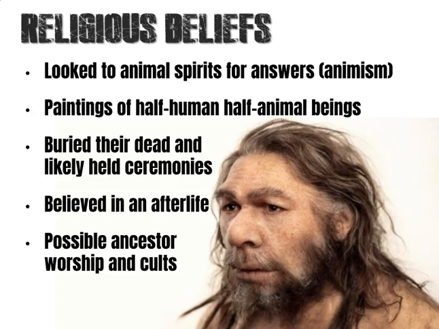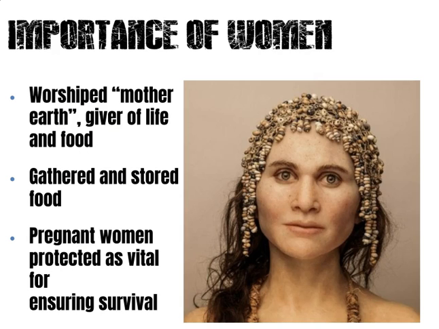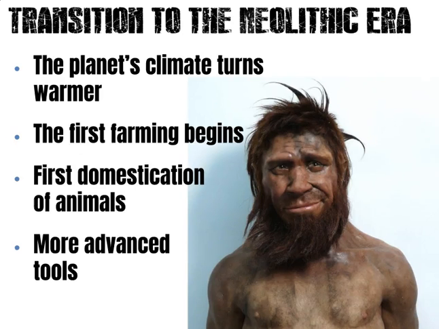They were trying to explain where things came from, their origin, and in that they also believed in an afterlife. They possibly had ancestor worship and cults, which is traditional among the older civilizations. They worshipped their ancestors. Importance of women: they worshipped Mother Earth, giver of life and food. They gathered and stored. Pregnant women were often protected as vital for ensuring survival because of the high death rate. They knew that women were the only ones who could produce new life.